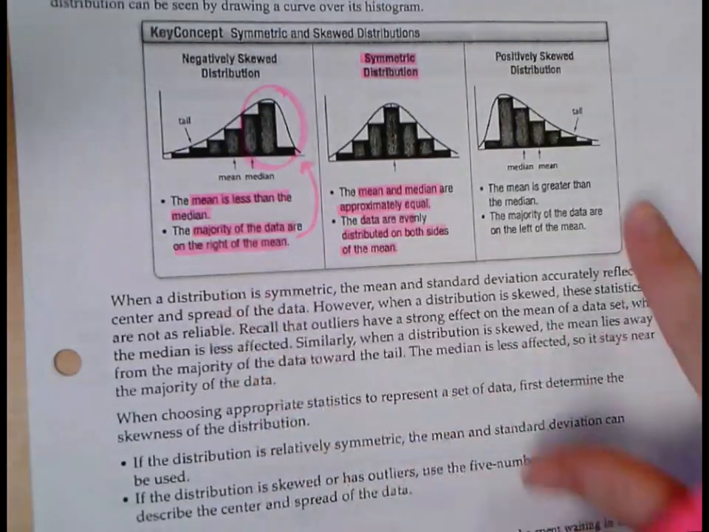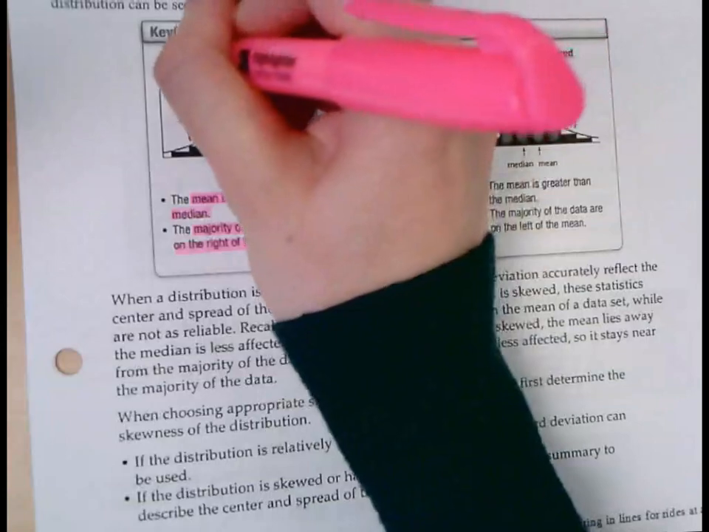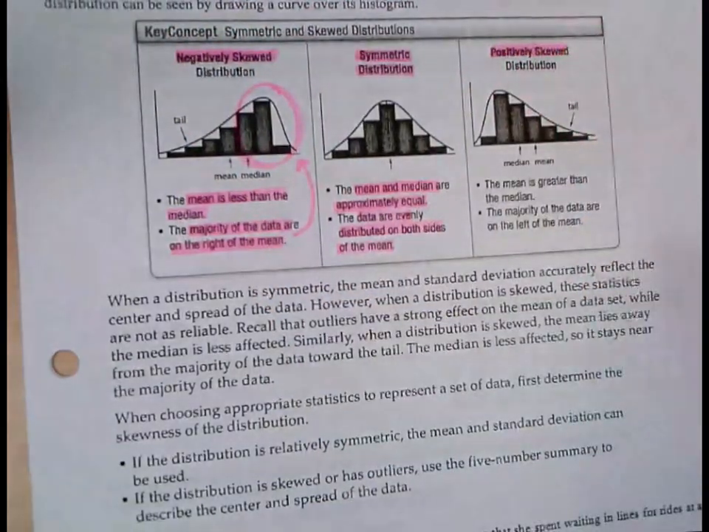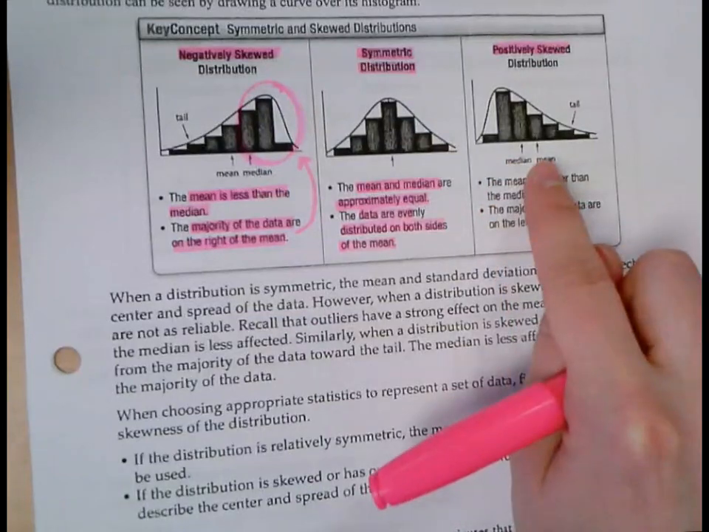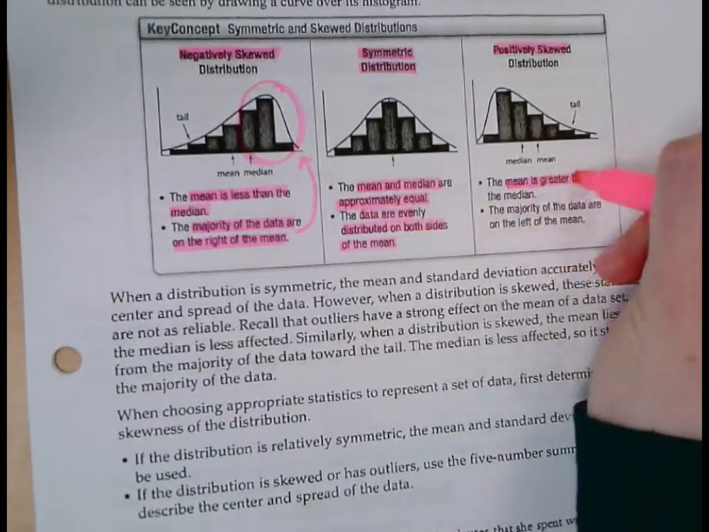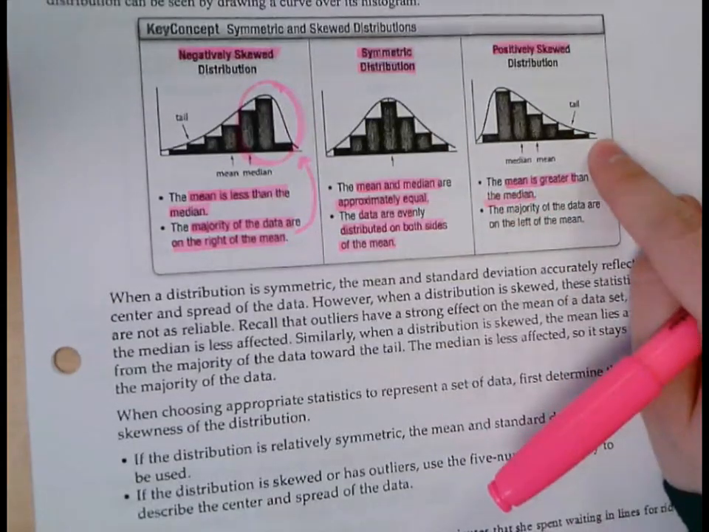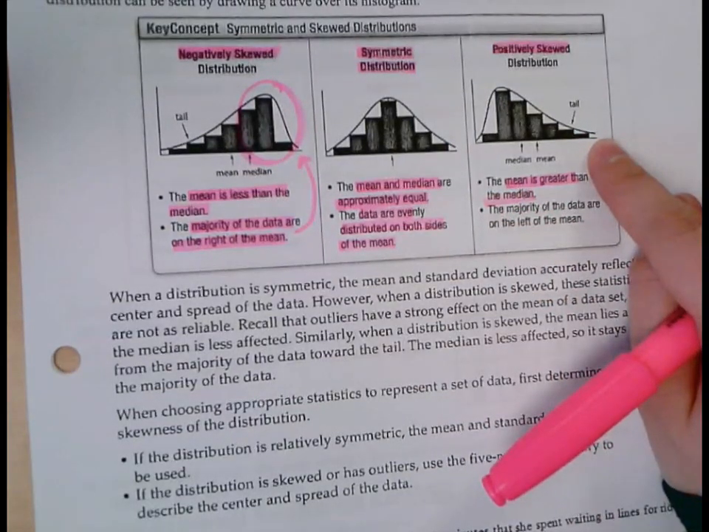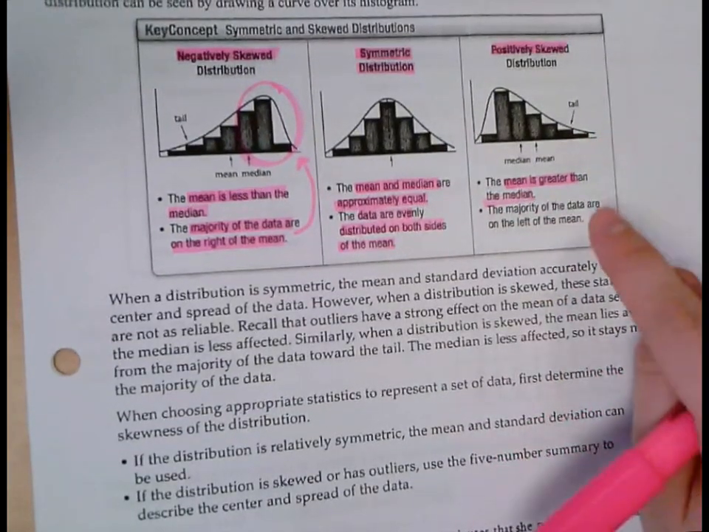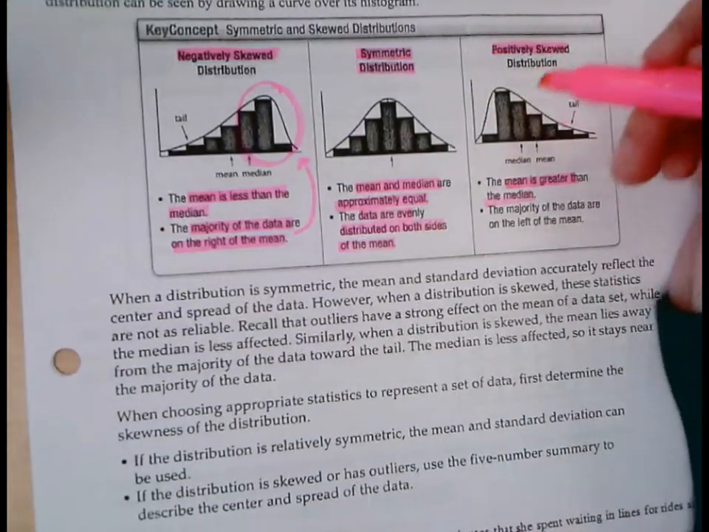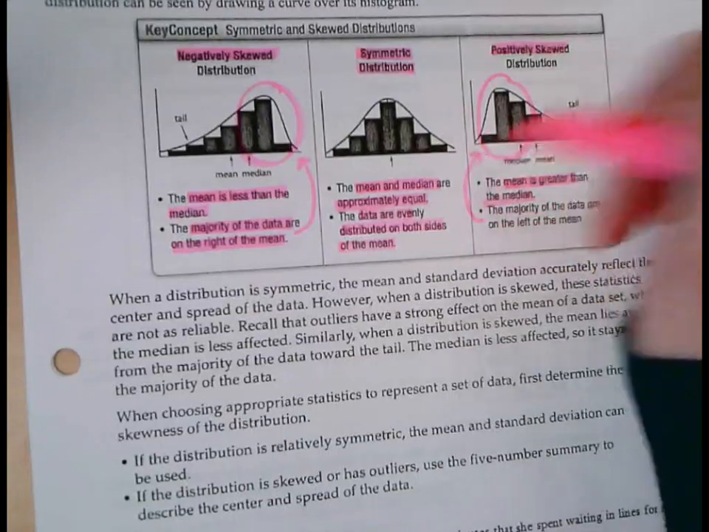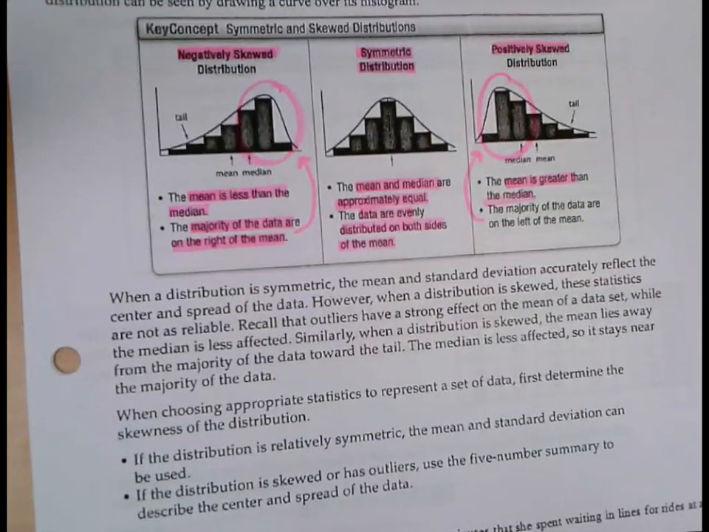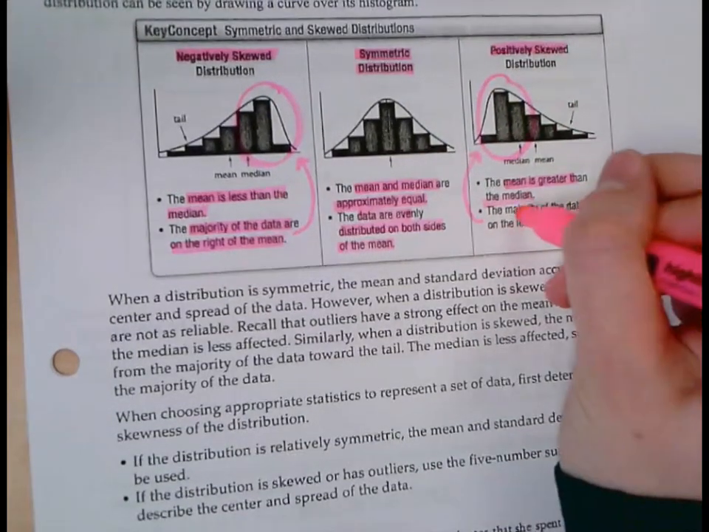So then it's opposite if it's positively skewed. Positively skewed, the tail is on the right end. The mean is actually higher than the median. So the mean is greater because those values that are on the more positive end are pulling the mean up. The median is less affected, but the majority of the data are on the left of the mean. So the majority of the data are where those taller bars appear. And the tail is then on the right side.